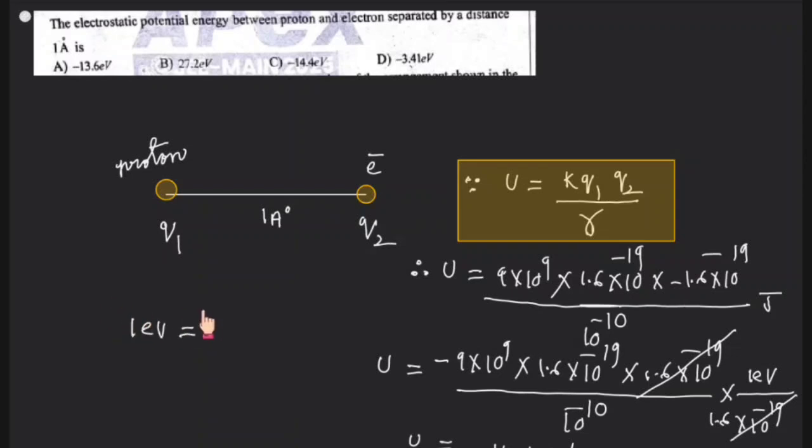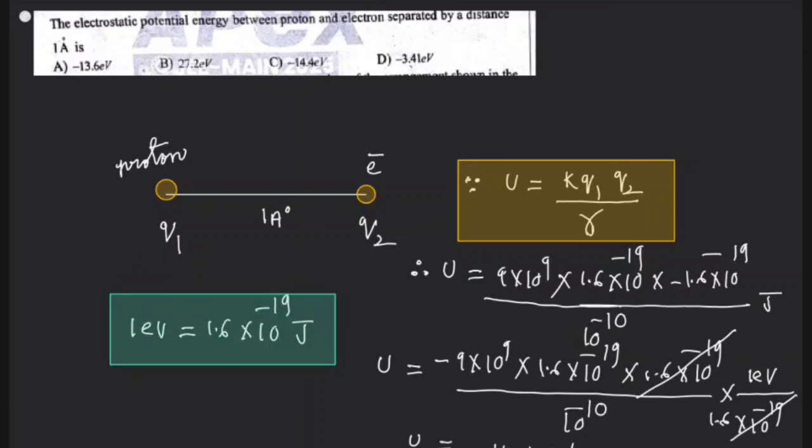1 electron volt is equal to 1.6 into 10 power minus 19 joules. You need to keep this relation in your mind. Therefore 1 joule is equal to 1 electron volt by 1.6 into 10 power minus 19. Clear? So next, coming to this one, the effective capacitance between the points P and Q of the arrangement shown in the figure is.